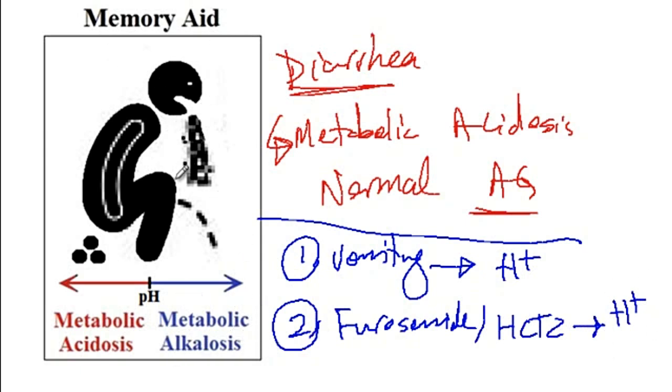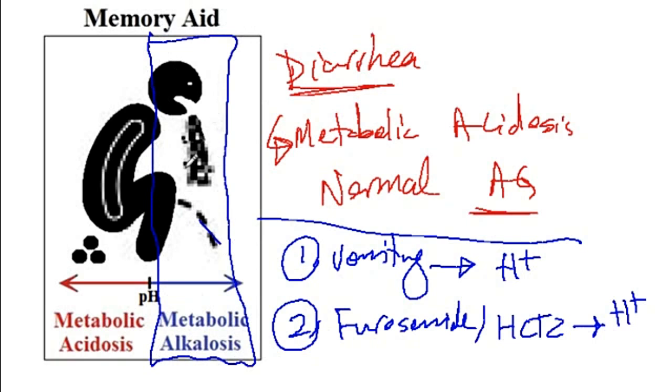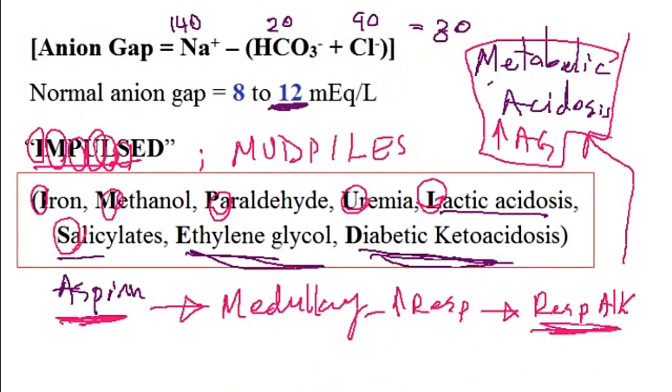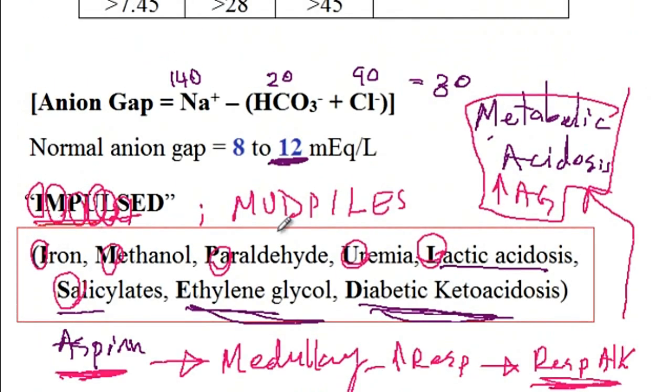So the memory aid that I have for you is that anything that comes from the front, like for instance diuretics or vomiting, cause metabolic alkalosis, while anything that comes from the back leads to the metabolic acidosis. And then keep that in mind. Here we have a normal anion gap, while with the memory aid of Impulse or Mudpiles there would be also metabolic acidosis, but then there would be elevated anion gap. And that concludes the discussion of the acid-base disorders.